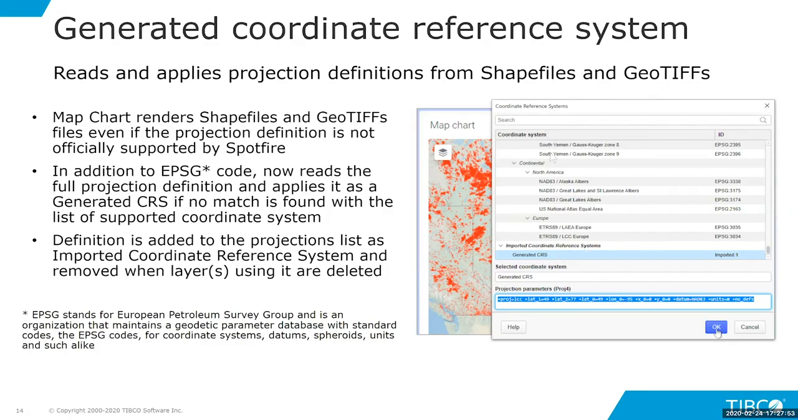So you see how it's displayed here in the dialog. You see that it says imported coordinate reference system. It's a generated CRS, and that means that for the shapefile or geotiff file that was imported, we actually have created its own coordinate reference system for that file. If that GeoTIFF or shapefile is later removed from the analysis, the imported coordinate reference system will also be removed at that point.